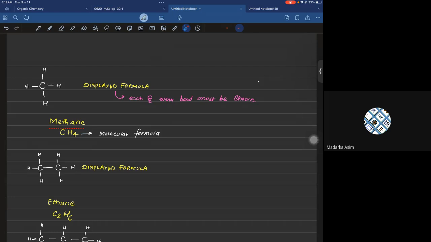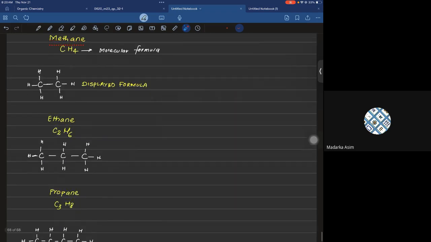You cannot have an idea after looking at the molecular formula of how the elements are arranged in that structure. It's only going to represent the total number of atoms. It's not going to give you enough information so that you can write down the structure in an easier manner. So the molecular formula would only tell you the total number of atoms. As this formula indicates, you have one carbon and four hydrogens. That's it. This is called the molecular formula.